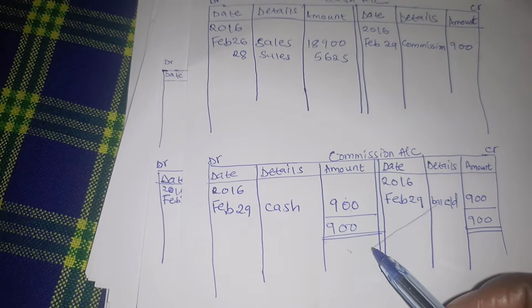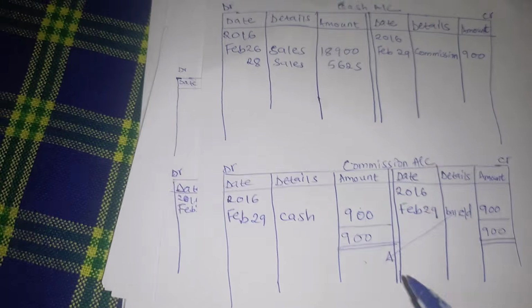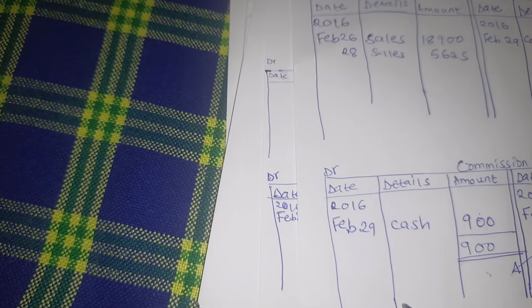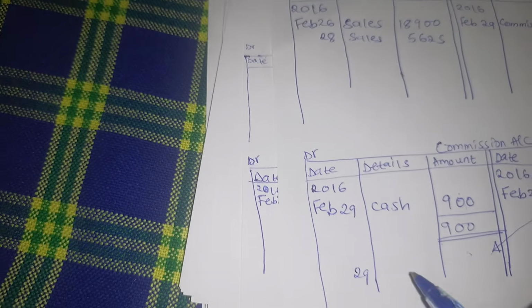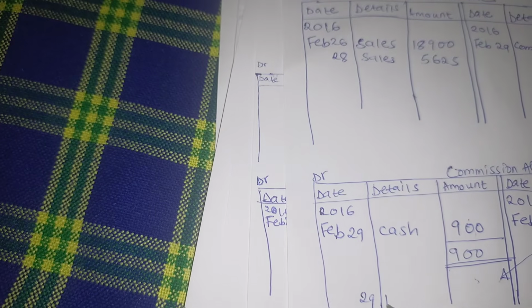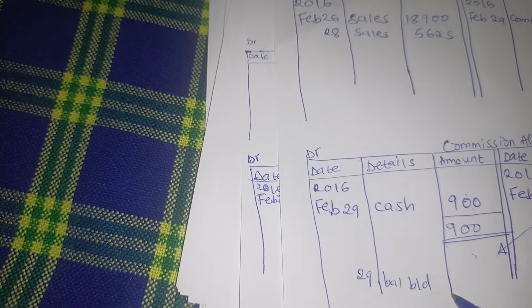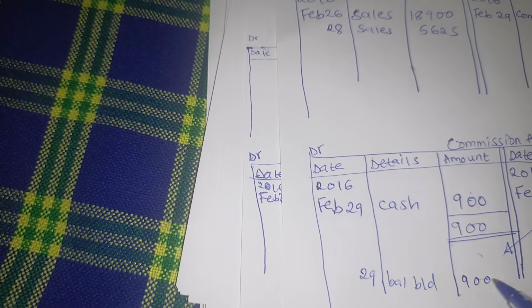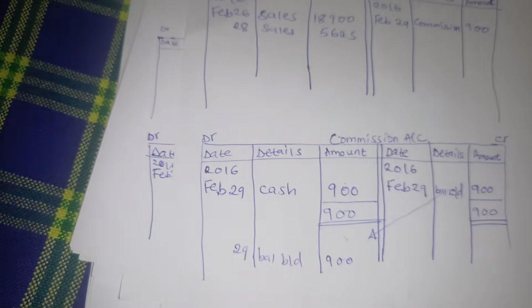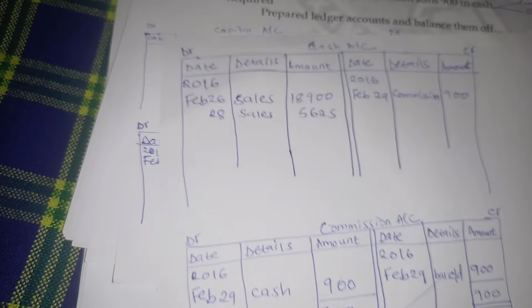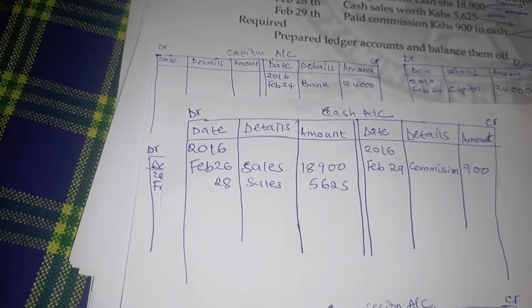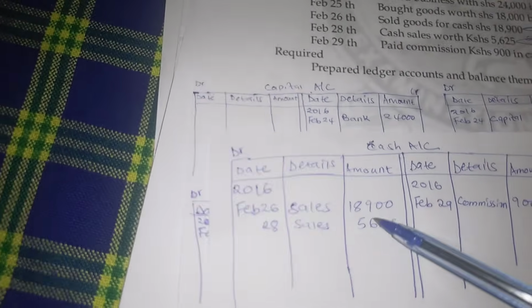So this side here, you're going to record on 29th February. The balance now brought down is 900. That is the existing balance for that account, and we are through with that. And you come to the next one, which is the cash account.